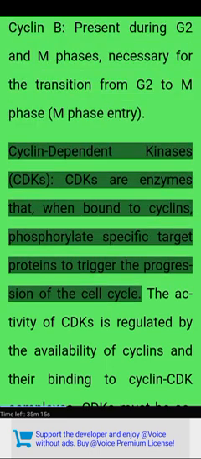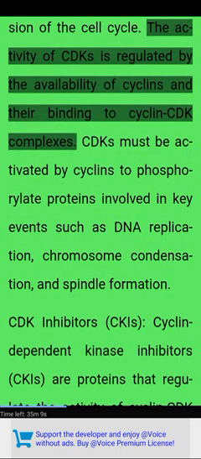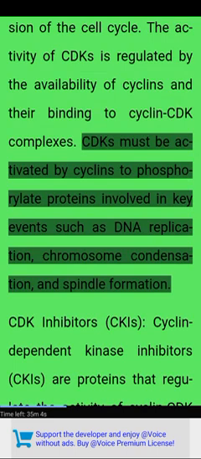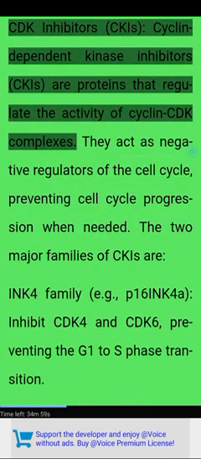Cyclin-dependent kinases, CDKs, are enzymes that, when bound to cyclins, phosphorylate specific target proteins to trigger the progression of the cell cycle. The activity of CDKs is regulated by the availability of cyclins and their binding to cyclin-CDK complexes. CDKs must be activated by cyclins to phosphorylate proteins involved in key events such as DNA replication, chromosome condensation, and spindle formation.